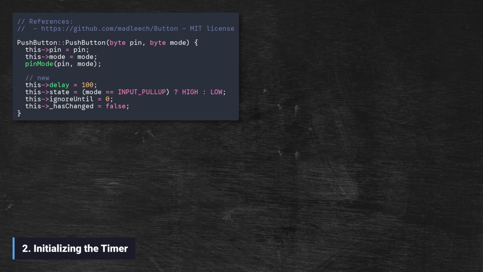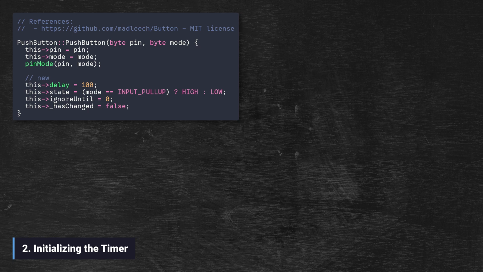In the constructor, we initialize these values. delay equals 100 sets the default debounce delay interval. A value of 100 milliseconds is quite conservative and very safe to stabilize our signal. State equals the idle state. This line is crucial for defining the idle, rest state of the button.